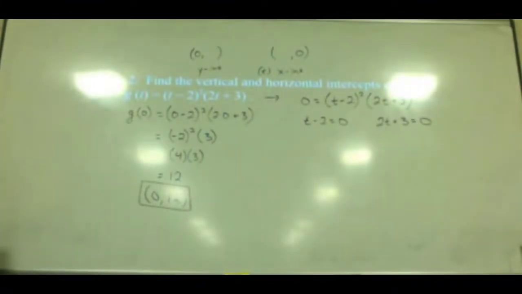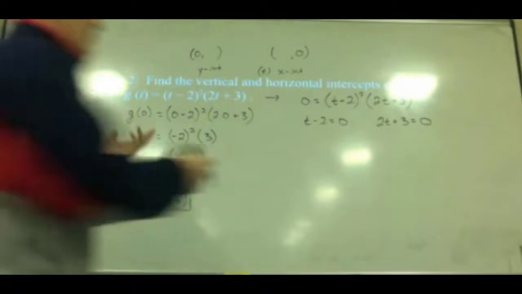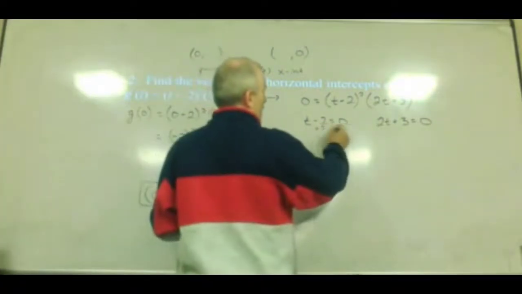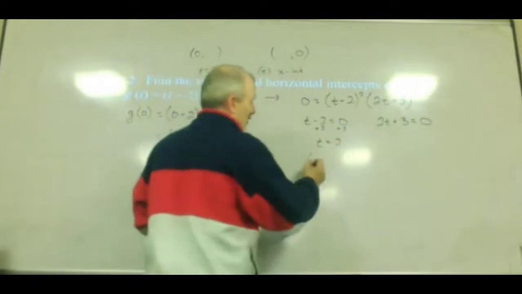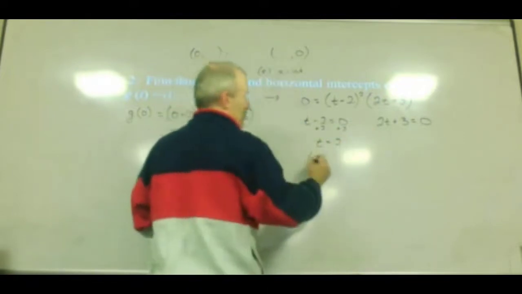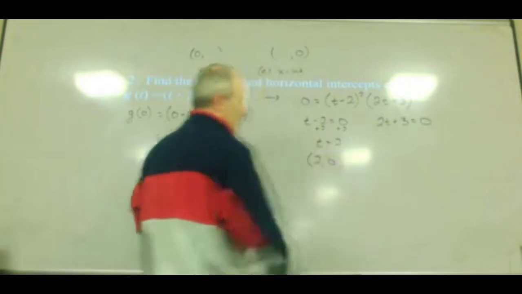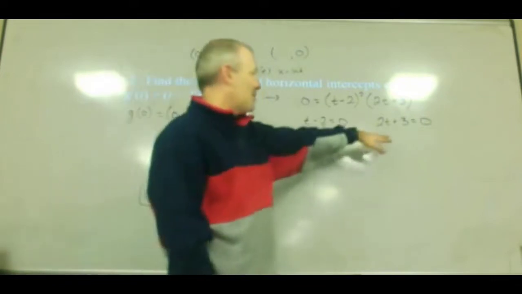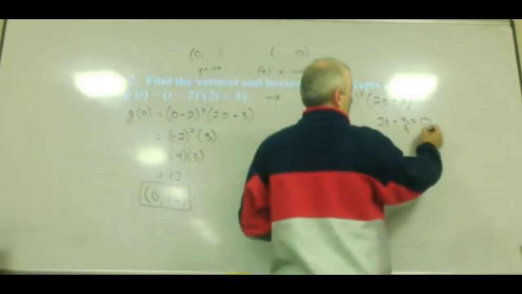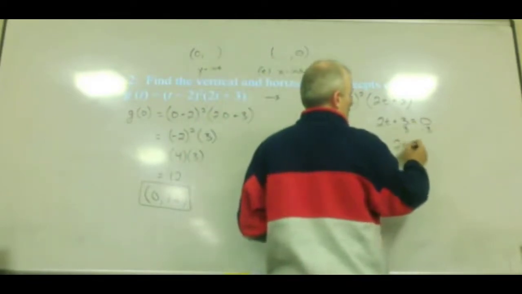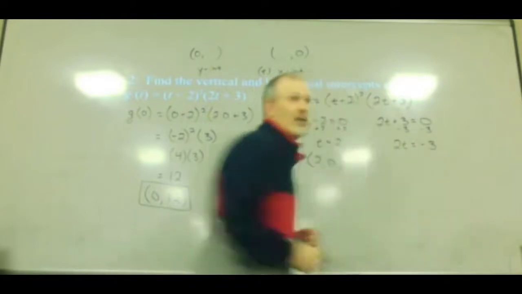Okay, so the first one is pretty easy. What do we do to solve that one? Yeah, add 2. And t equals 2. So the ordered pair there is (2, 0). Okay. And then this one, we've got a couple steps. What do we have to do first? Subtract 3. So 2t equals negative 3.